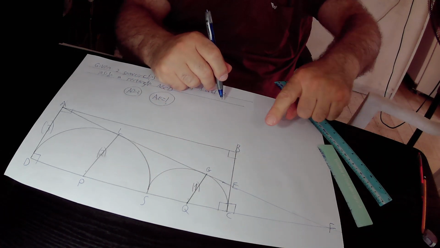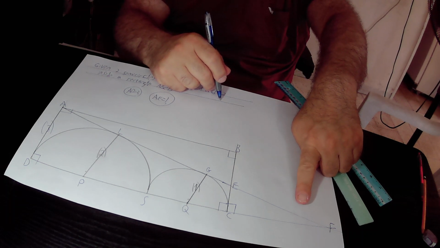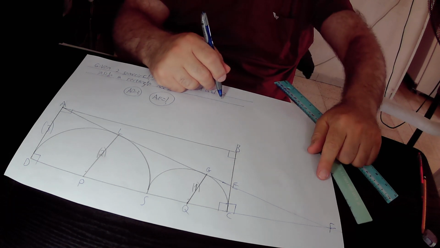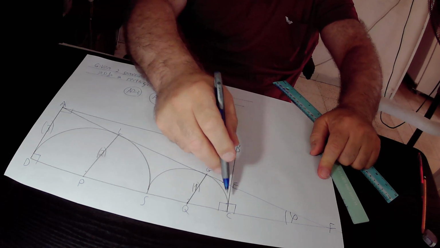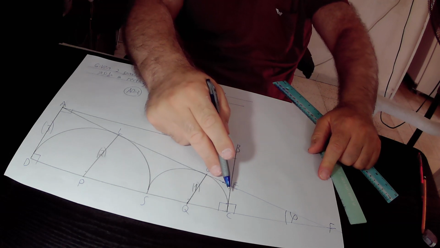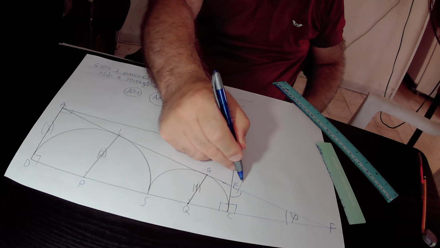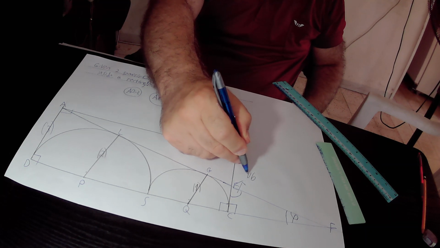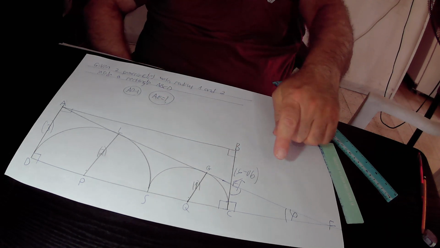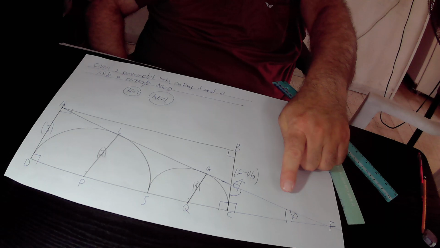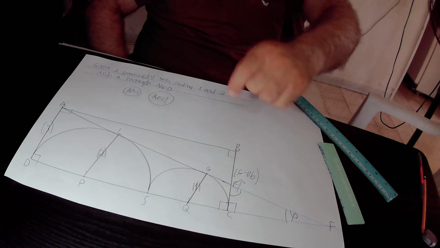We focus on the right small triangle ECF. We define this angle EFC as alpha. So in the right small triangle ECF, this angle equals alpha, this angle equals 90 degrees. Therefore, this third missing angle must be equal to 90 degrees minus alpha. Why? Because 90 degrees minus alpha plus alpha is 90 degrees, and 90 degrees plus 90 degrees is equal to 180 degrees. That is the sum of the angles in any triangle.